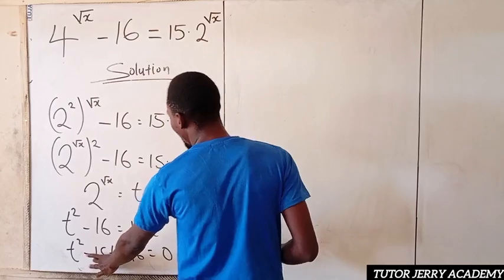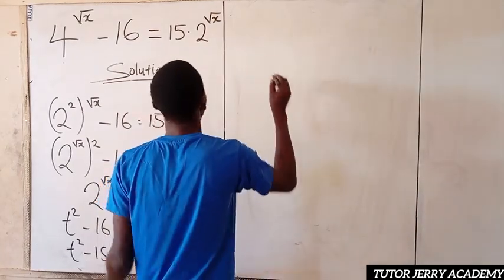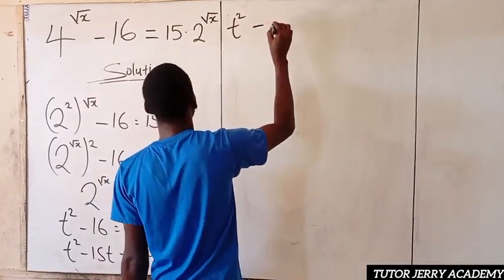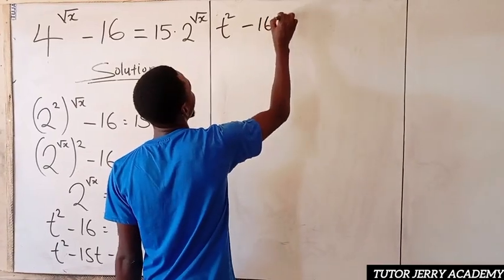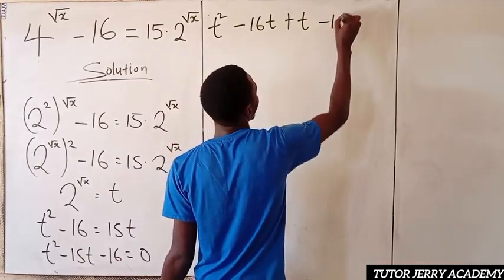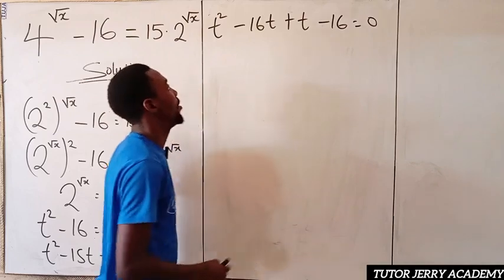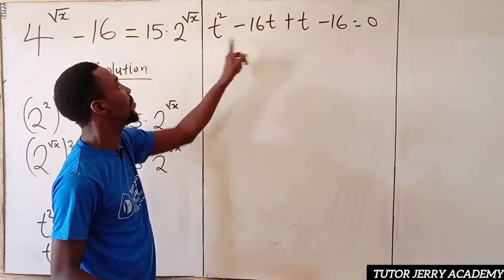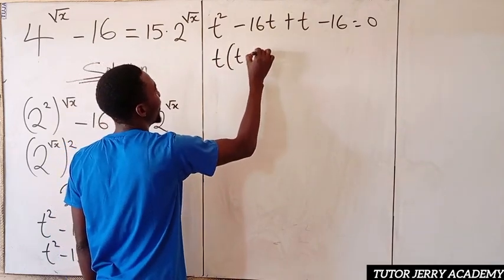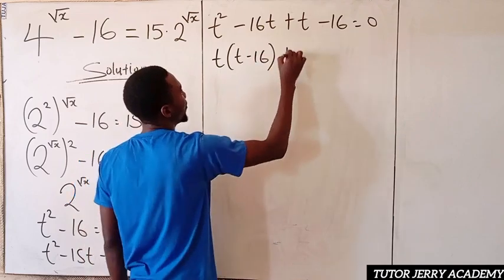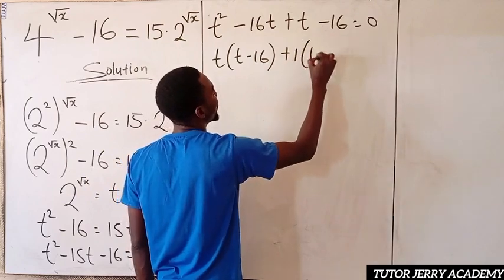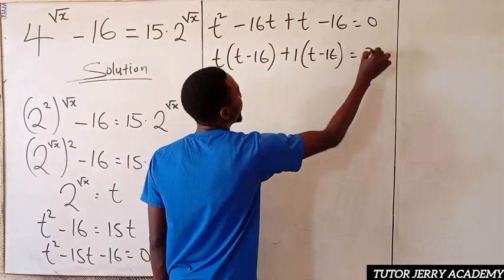So it means we are going to replace 15t with this. We are going to have t squared, then negative 16t, then plus t, minus 16 equals 0. If you look at this and this, what number is common? We have t. So we bring out t into t minus 16 plus, and here and here it is only 1 that is common. So we are going to have 1 into t minus 16 equals 0.